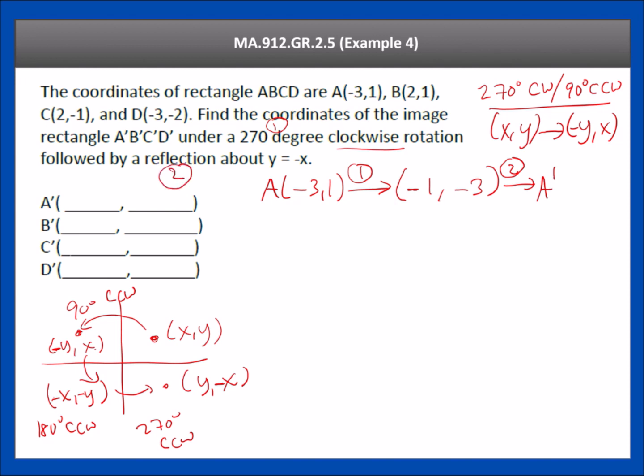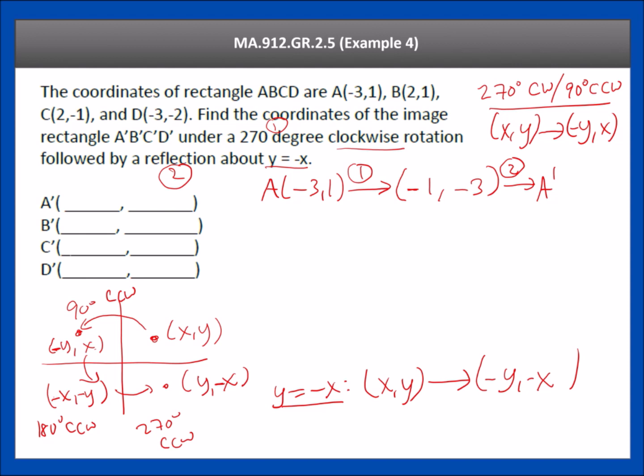This is a reflection about y = -x. If I'm doing a reflection about y = -x, well then the rule is that (x, y), because it's y = -x, that means that if y is equal to -x, then x is equal to -y. So in other words, I can switch these. x is y and y is x, but they're negatives, right? Because y is -x and x is -y. So you just switch the coordinates and then both of them are negative.